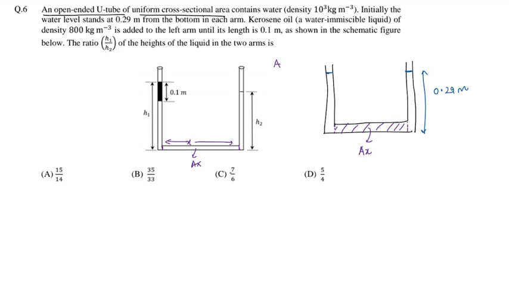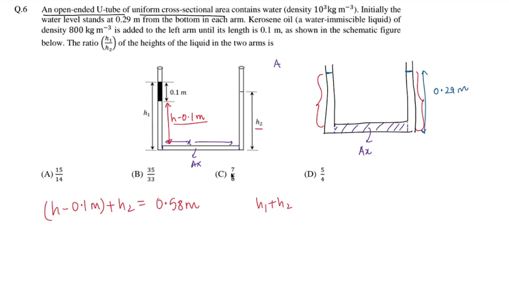So let's try that. If you just look at the water part in the final situation, water in the left arm has a height of h1 minus 0.1 meters, and here it has h2. So definitely h1 minus 0.1 meters plus h2 is equal to the height of all the water that was stored in here, which is 0.58 meters. So we now know that h1 plus h2 is equal to 0.68 meters. That's the first equation.